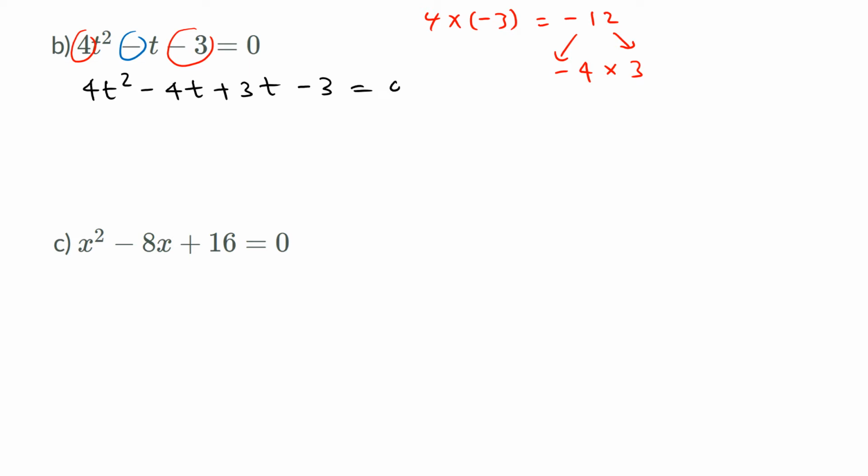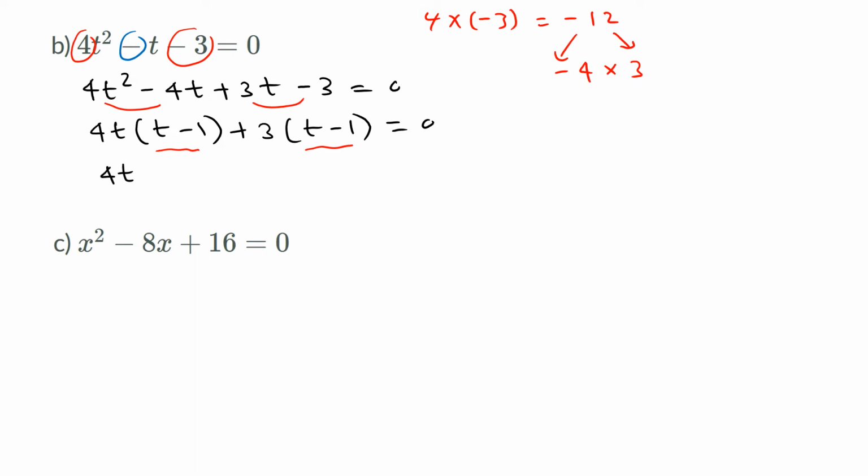And then we use the grouping. We're going to get 4t as a common factor, so you get t minus 1, and then you get 3 out, t minus 1. So the whole point is to get the same term. If you do not get the same term, there was a mistake somewhere. Now we write the factors as 4t from the first one plus 3 from the second one, then write the common factor, and then set each factor equal to 0.